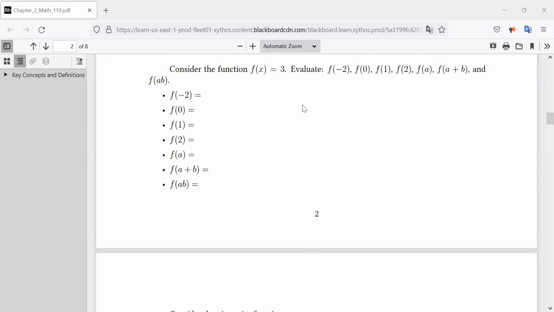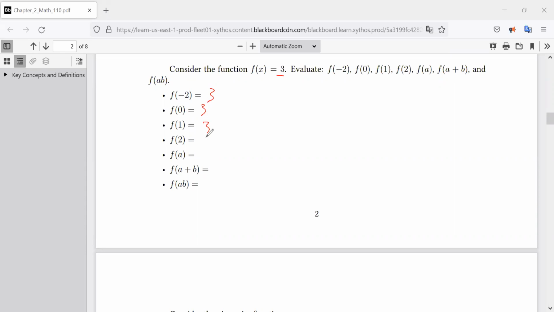So this next one, if f of x is equal to 3, what is f of -2? So what's the rule? Yeah, it's just 3. Our rule is that wherever we see an x, we replace it with -2. There is no x, so it's just 3. What about f of 0? Would it just be 3? Exactly. It's just 3.